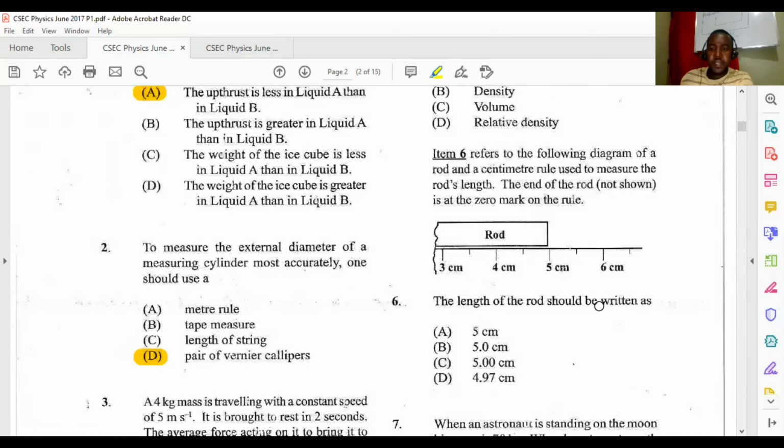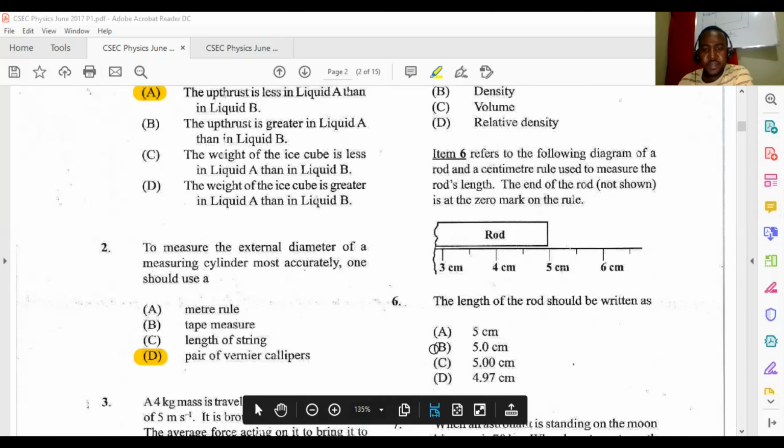The length of the rod should be written as... all right, what should we write the length to be? Great. So the meter rule can only accommodate 1 decimal place of value. So it's 5.0, right?